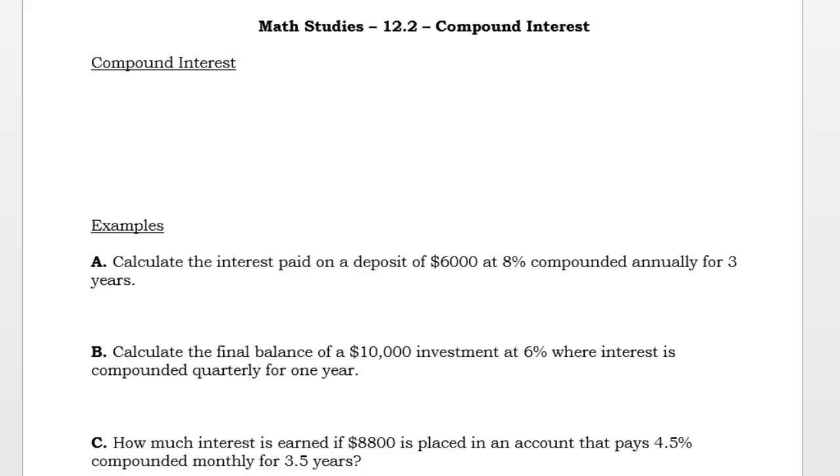This is Math Studies, Lesson 12.2, Compound Interest.